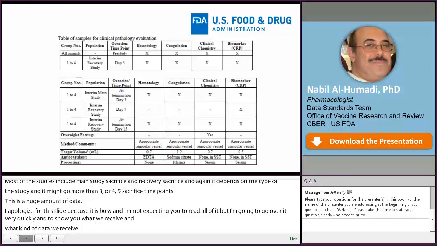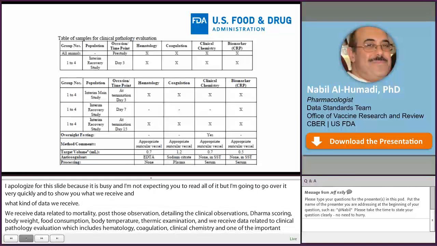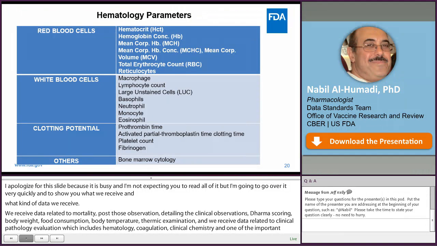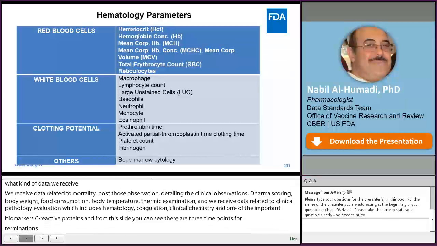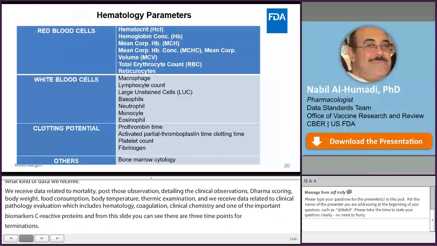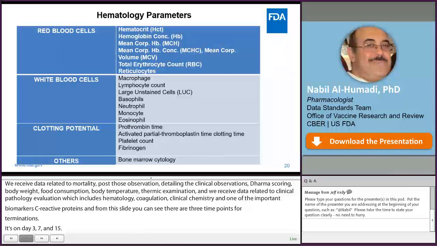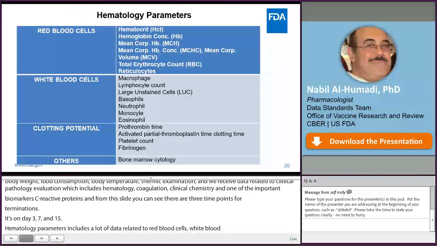From this slide, you can see there are 3 time points for terminations: day 3, day 7, and day 15. Hematology parameters include a lot of data related to red blood cells, white blood cells, and clotting potential. The parameters we look at are listed on the right side of the table, and sometimes it includes bone marrow cytology too.